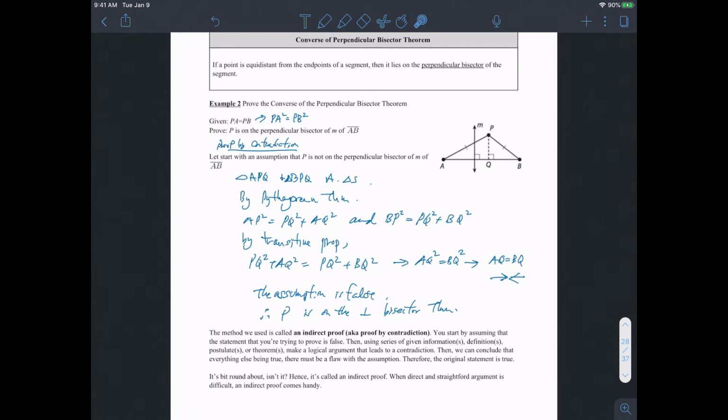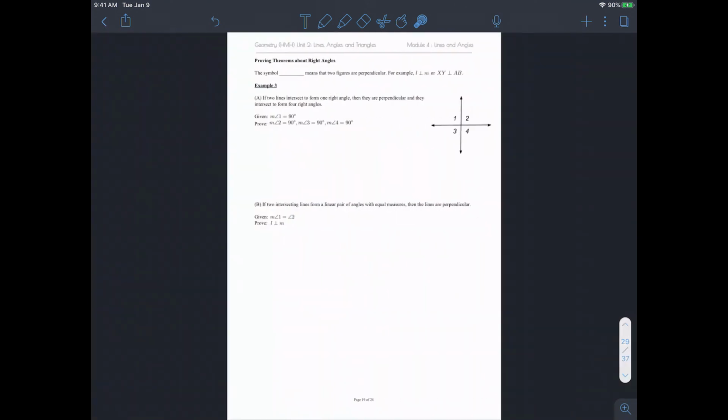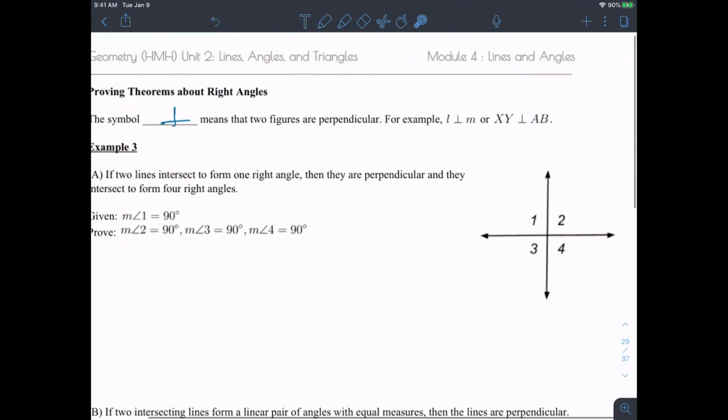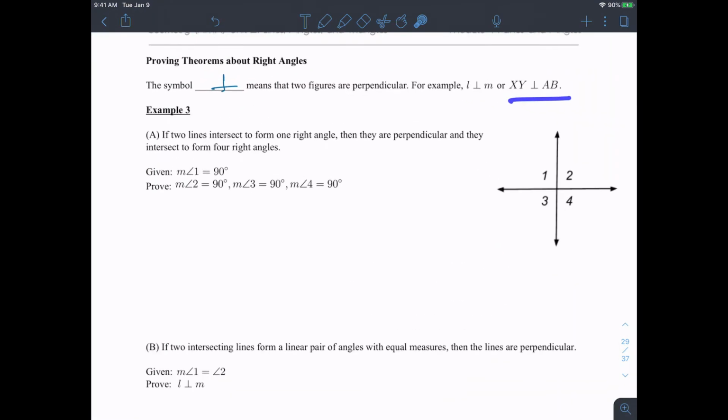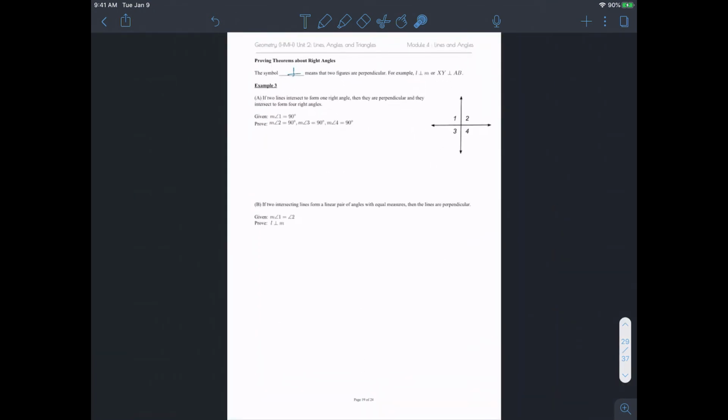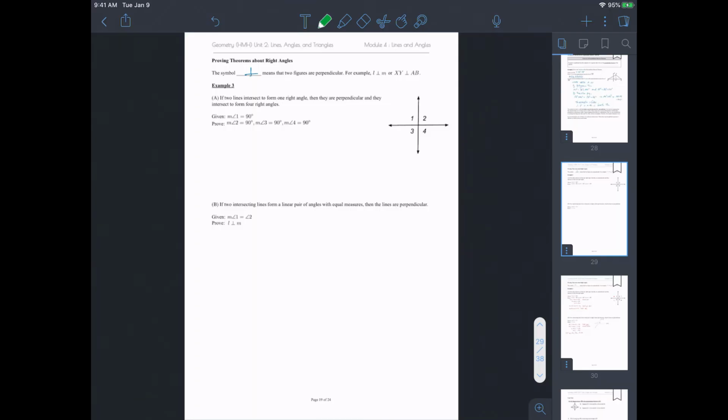Okay, guys, so we have the next page. Why don't you give it a shot? This right here should be perpendicular, meaning that two figures are perpendicular, right? The way we would say that, for example, is line L and M are perpendicular, or XY and AB are perpendicular. Using that information, why don't you try to fill this out? I'll pause the video and let's go over it together, okay, guys? So we continue.